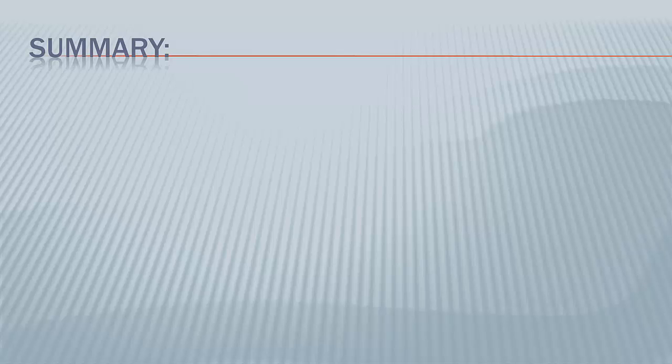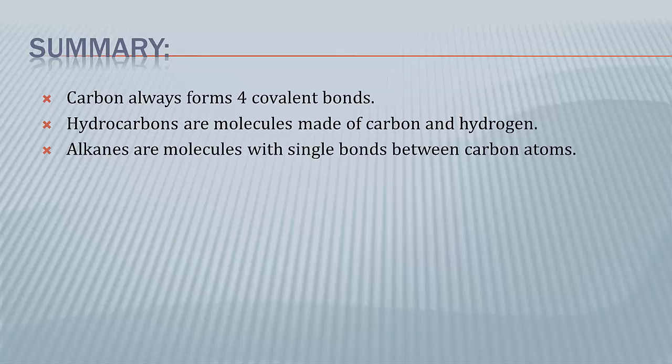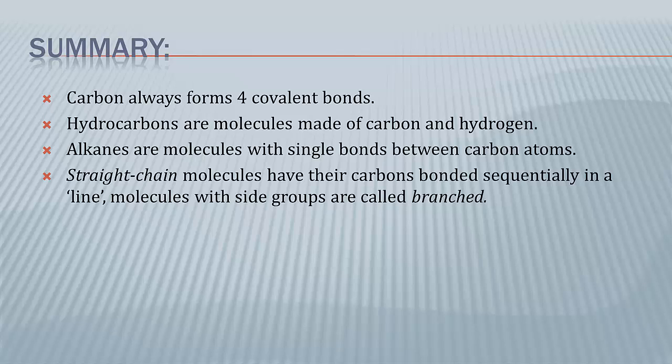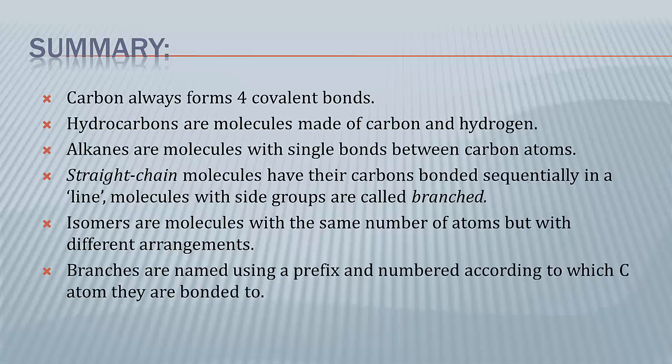In summary, what we've learnt in this video: carbon always forms 4 covalent bonds. Hydrocarbons are molecules made of carbon and hydrogen atoms. Alkanes are molecules with single bonds between carbon atoms. Straight chain molecules have their carbons bonded sequentially in a line. Molecules with side groups are called branched. Isomers are molecules with the same number of atoms but with different arrangements. And branches are named using a prefix and numbered according to which carbon atom they are bonded to in the parent chain.